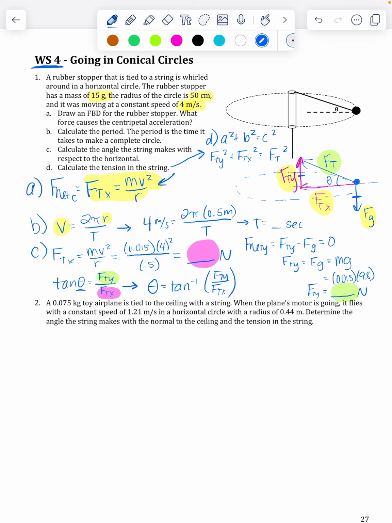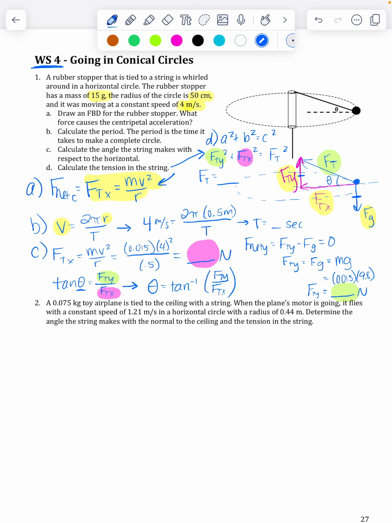So you can plug in, again, your numbers from down below. This number in pink was our FTX. The number I highlighted in green was FTY, and you can solve algebraically for FT. So this is how we do conical pendulum problems, conical circles. The only new thing is this free body diagram, and I would argue it's not that new. We've done stuff like that in Unit 2.